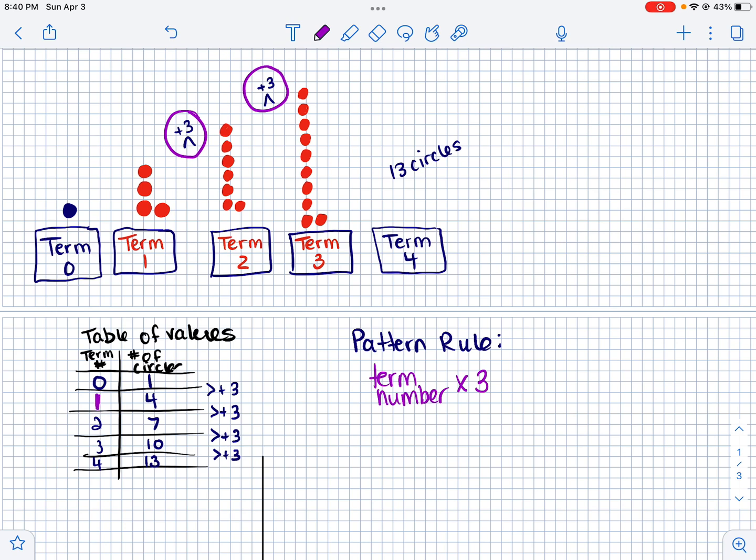So let's try this one. 1 times 3 is 3, and I need 1 more to get to 4. So I'm actually going to add 1 to my rule. Let's try it with 2. 2 times 3 is 6, plus 1 is 7. 3 times 3 is 9, plus 1 is 10. 4 times 3 is 12, plus 1 is 13. So my pattern rule works for every single term number. So now I could guess at term 50: 50 times 3 is 150, plus 1, there would be 151 circles.